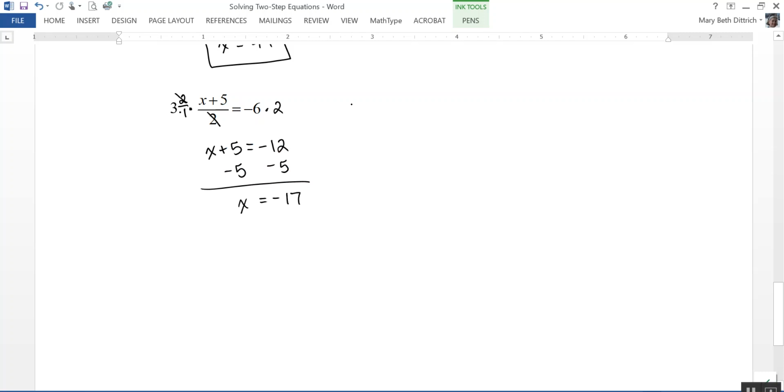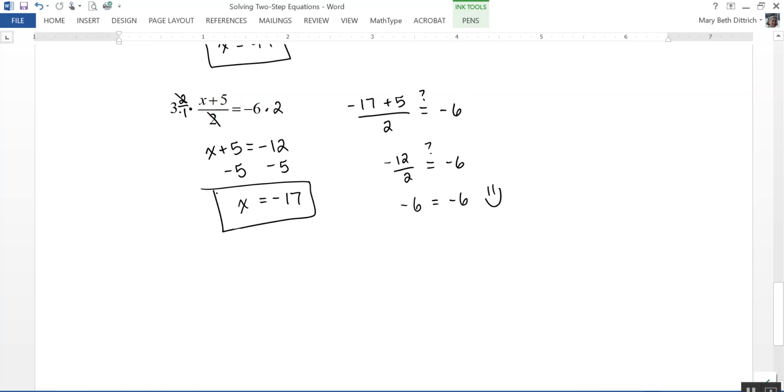And let's go ahead and check that by plugging negative 17 back into the original equation for x. So is negative 17 plus 5, the whole thing divided by 2, equal to negative 6? Let's use order of operations over here. Negative 17 plus 5 is negative 12, divided by 2. Is that equal to negative 6? Indeed it is. Negative 6 is equal to negative 6. So my solution is x equals negative 17.